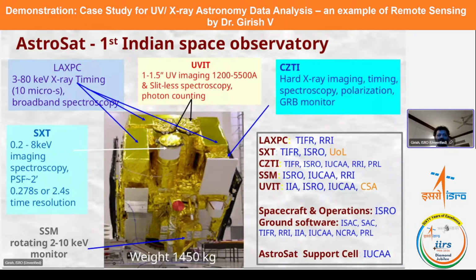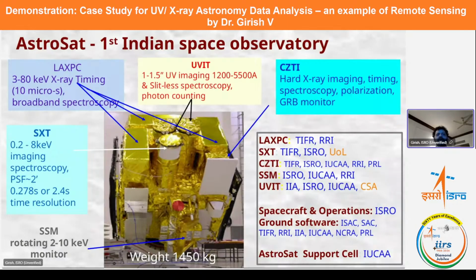AstroSat, as I mentioned earlier, carries 5 payloads. 4 of them are co-aligned, meaning whenever you do observations of a particular target or a particular field of view, 4 of them will be pointing at the same position. That means AstroSat is capable of simultaneous multi-wavelength observation of a star or a cosmic object.